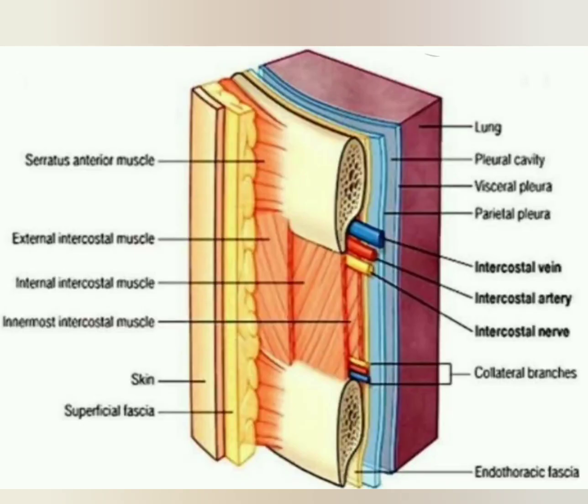Now let's talk about the intercostal space. Defining the intercostal space, we can say that it is a space between two consecutive ribs. Talking about its contents, we have the external intercostal muscle, internal intercostal muscle, and innermost intercostal muscle. We have an arterial supply through the intercostal artery, venous drainage through the intercostal vein, and the nerve supply through the intercostal nerve.